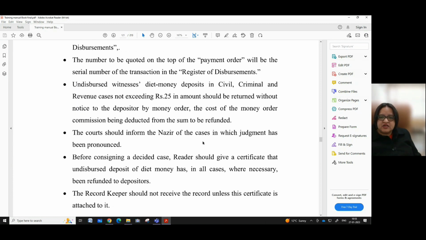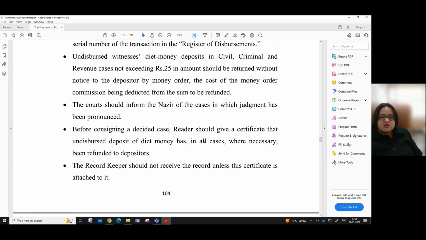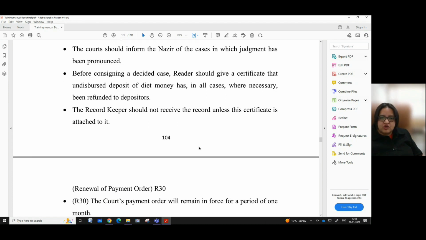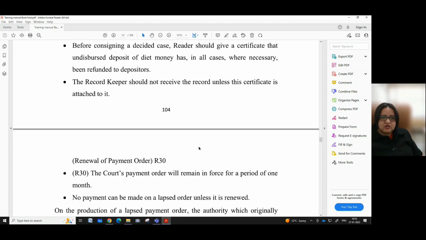Undisbursed witnesses' diet money and deposits in civil, criminal, and revenue cases not exceeding ₹25 in amount should be returned without notice to the depositor by money order, the cost of the money order commission being deducted from the sum to be refunded. The court should inform the Nazir of the cases in which judgment has been pronounced. Before consigning a decided case, the reader should give a certificate that undisbursed deposit of diet money has in all cases, where necessary, been refunded to depositors. The record keeper should not receive the record unless the certificate is attached to it.